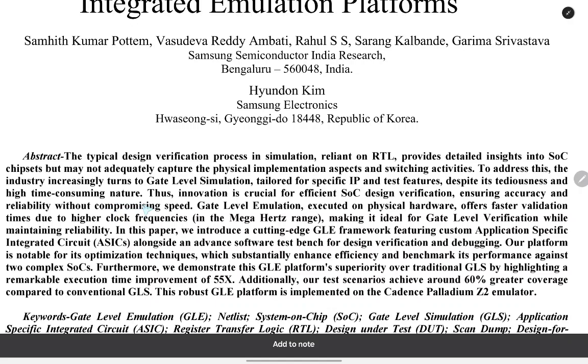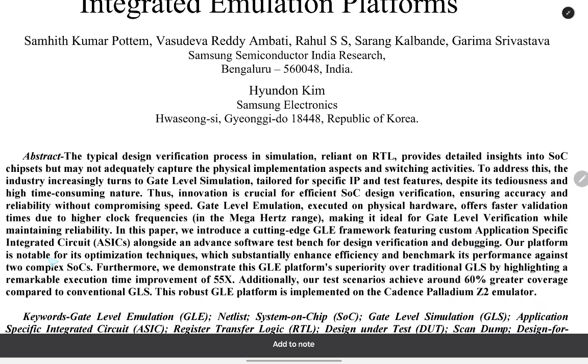reliability without compromising speed. Gate-level emulation executed in physical hardware offers faster validation time due to the higher clock frequency in the megahertz range, making it ideal for gate-level verification while maintaining reliability. In this paper, we introduce a cutting-edge GLE framework featuring a custom application-specific integrated circuit, ASIC, alongside an advanced software testbench for design verification and debugging.